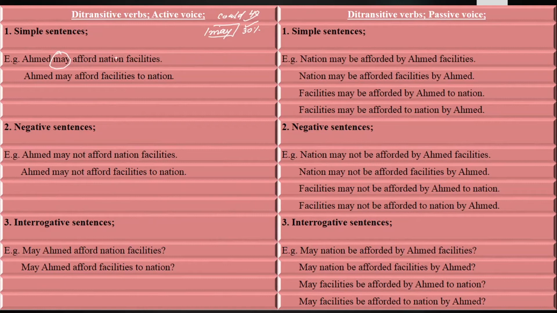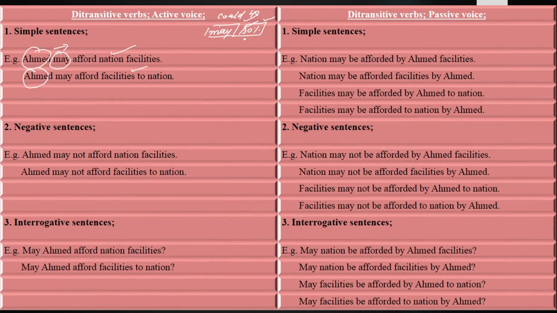Like I say, Ahmad may afford nation facilities. Ahmad may afford facilities to nation. Clear? So Ahmad may provide nation facilities. Ahmad may provide facilities to nation. He promises all the time. Suppose Ahmad, so 30% chances are there that he may win the election or something like that, and then he may help his nation and provide them the facilities.